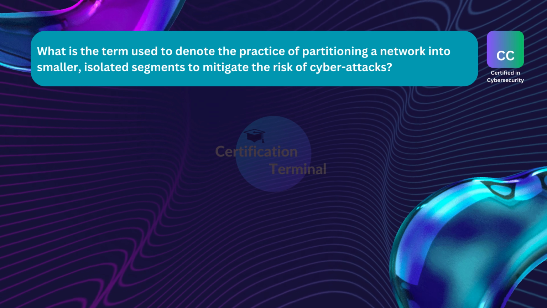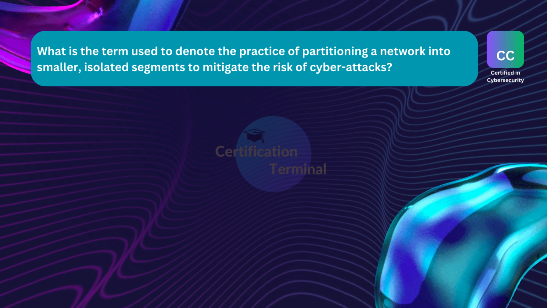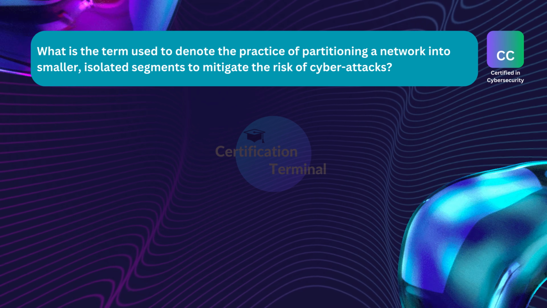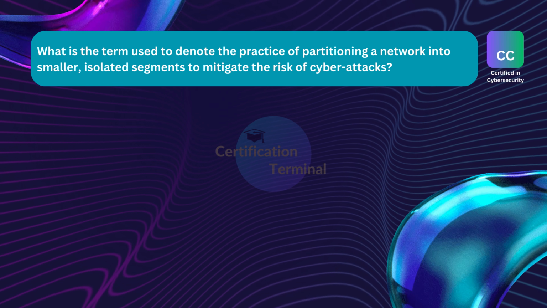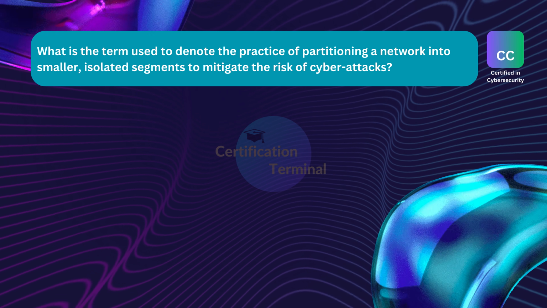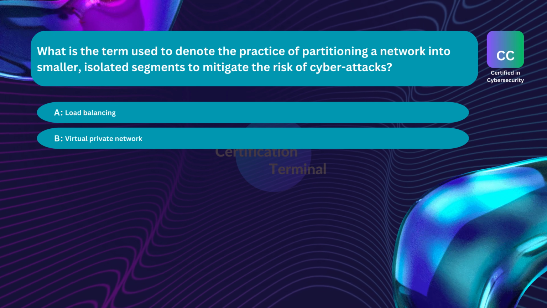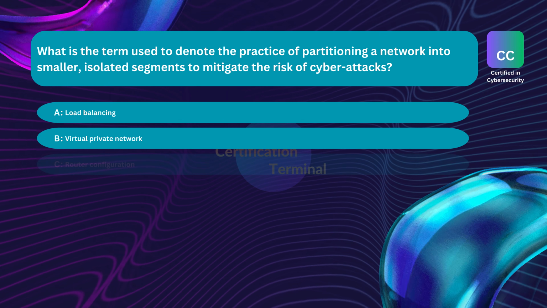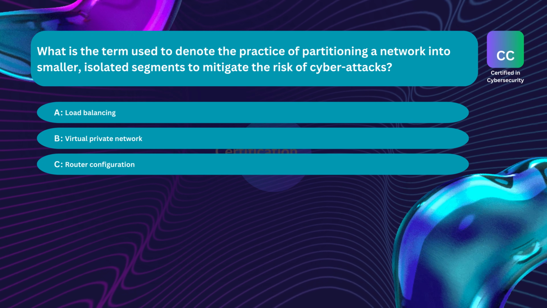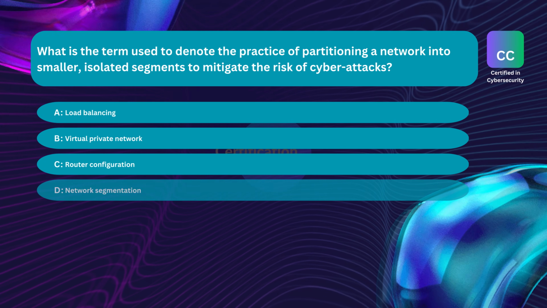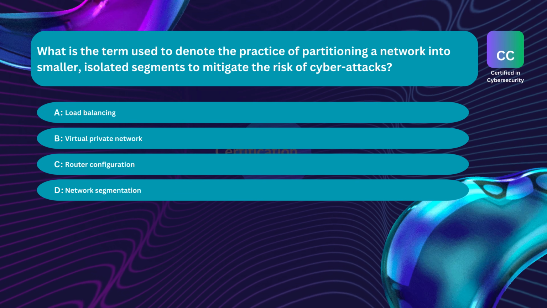Question number 3. What is the term used to denote the practice of partitioning a network into smaller, isolated segments to mitigate the risk of cyber attacks? Option A, load balancing. Option B, virtual private network. Option C, router configuration. Option D, network segmentation.